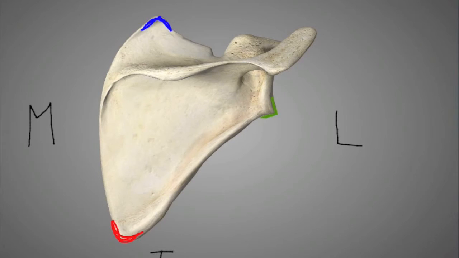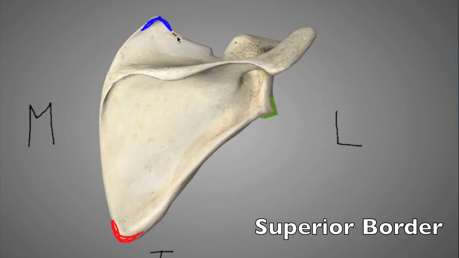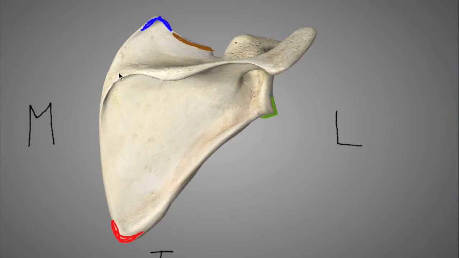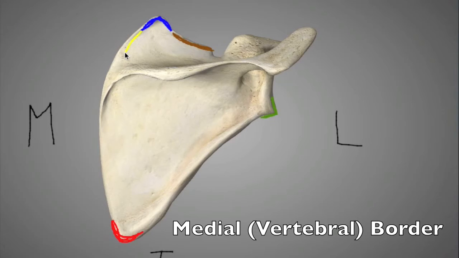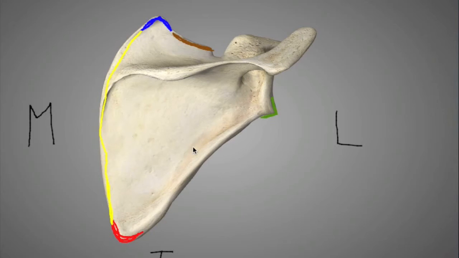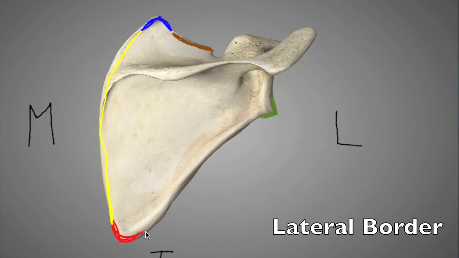Let's fill in our borders now. Superior aspect, up here we have our superior border. From there to there. Okay, on the medial aspect, we have our medial border. We'll do in yellow. That descends from the superior angle all the way down here to the inferior angle. That's our medial border. And then lastly, in purple, we'll color in our lateral border, which extends superiorly from the inferior angle up to the lateral angle. And it's actually on here.